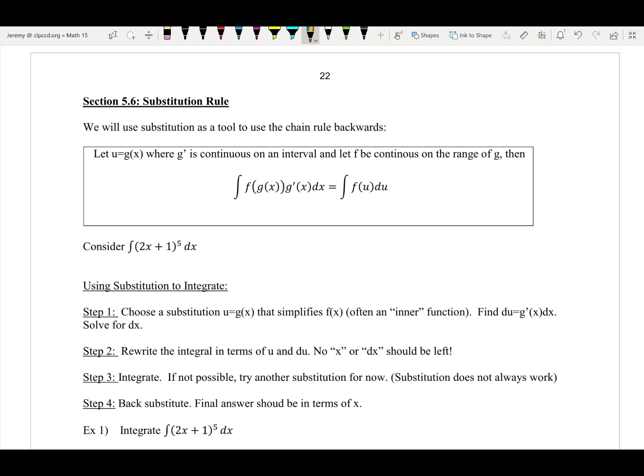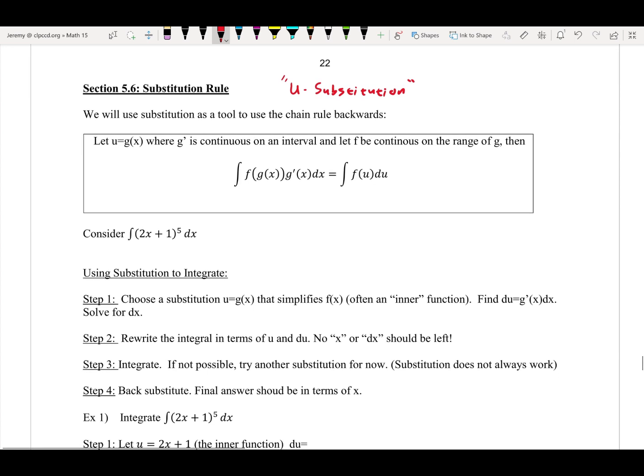Section 5.6, the substitution rule. This is another rule. Sometimes we'll call this U substitution, or U sub for short. What this rule does is essentially the chain rule backwards, because remember, we're learning how to integrate here, which is the reverse process of differentiation.